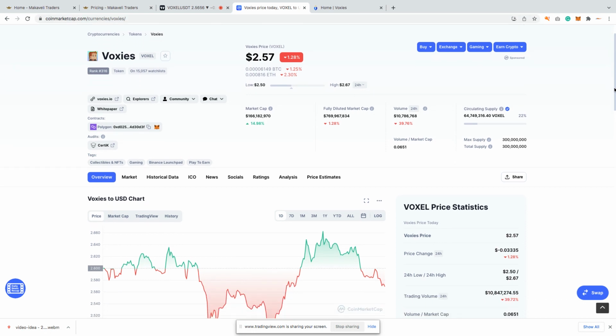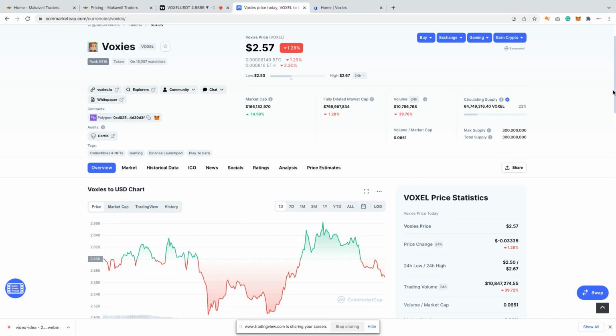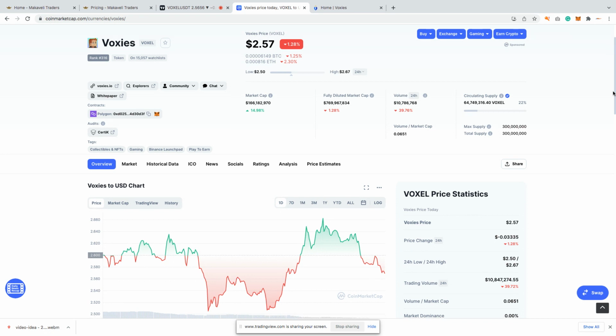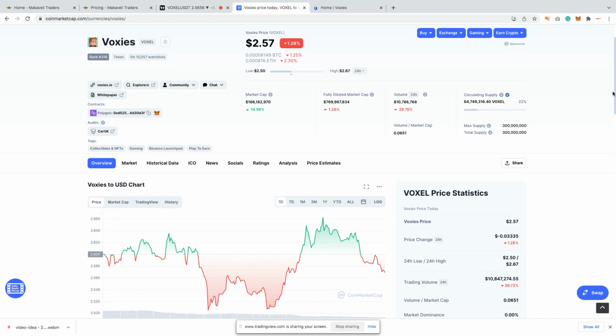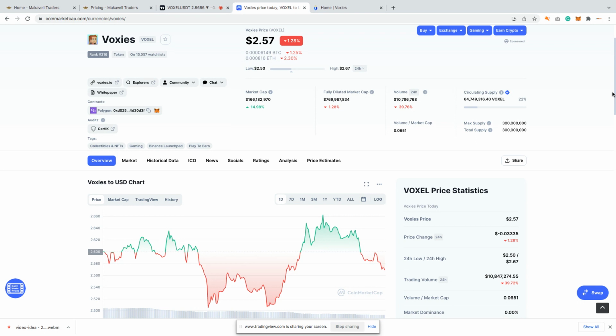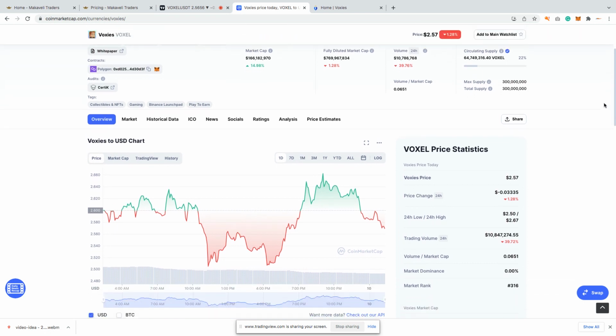Now, if we look closer and break down the statistics of this market, we see that the current total supply of Voxels is around 300 million tokens. The current market cap is approximately 166.182 million. When we talk about the circulating supply out of these 300 million tokens, we have approximately 64.749 million tokens in circulation. That's about 22% that has already entered into circulation.